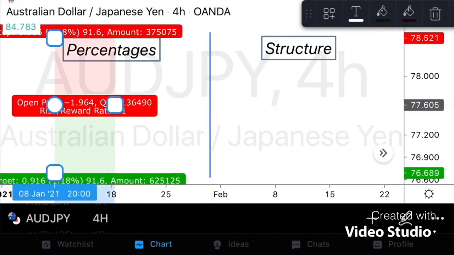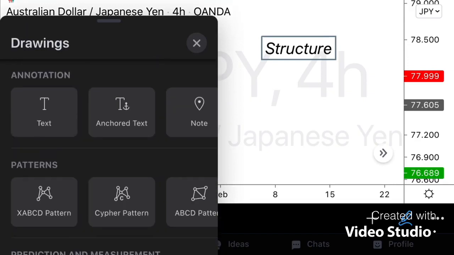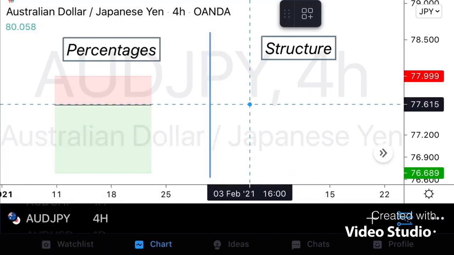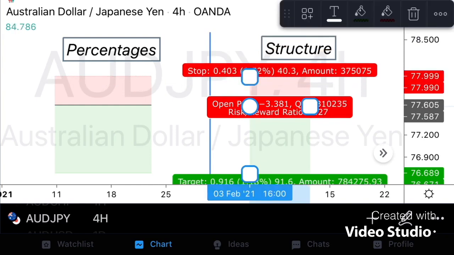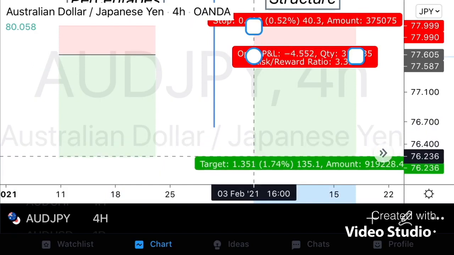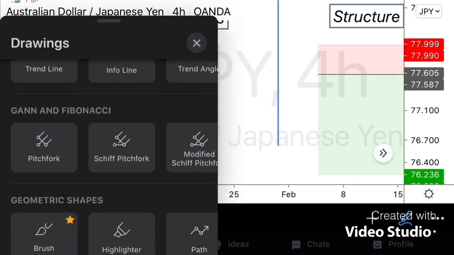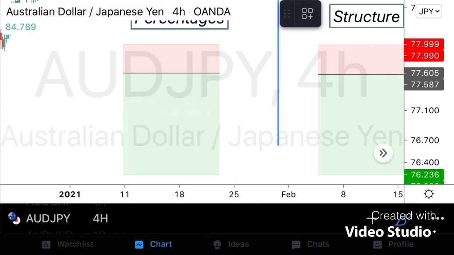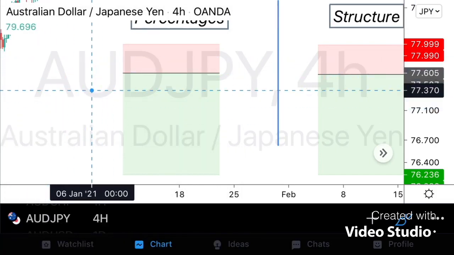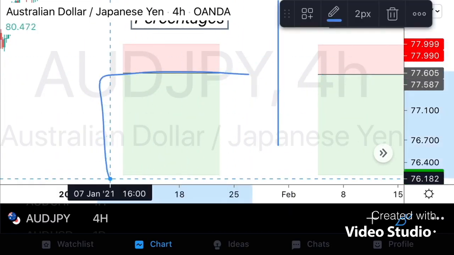I'll just create a hypothetical example here, and then we'll create one on the right hand side as well. Okay, so we'll get into the percentages. Now, how do we manage our trade in terms of percentages? What we know is that normally when we trade, we try and trade with a good risk to reward ratio, nothing less than 1:3. So what this means is we are risking 1% to make a potential profit of 3% or more.